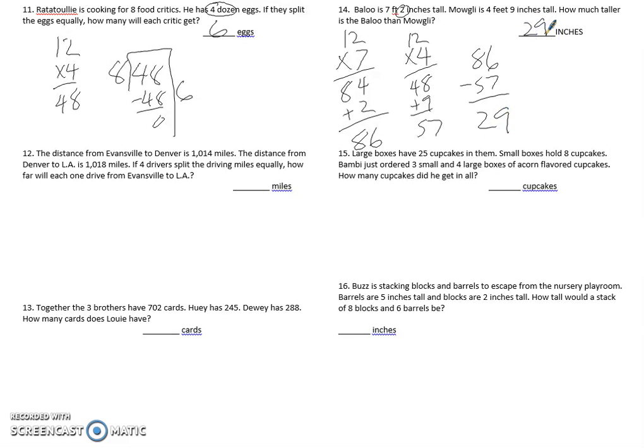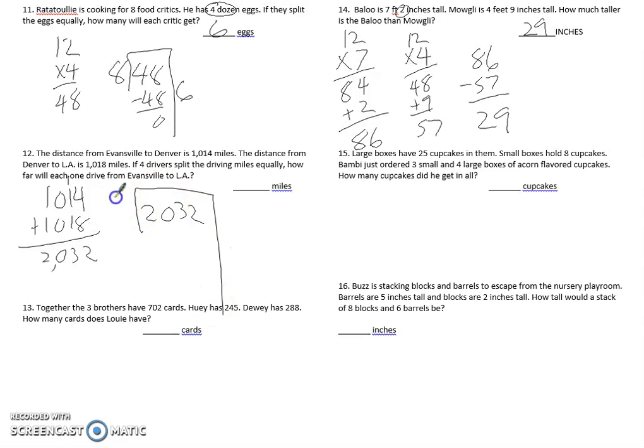Distance from Evansville to Denver is 1,014. Distance from Denver to LA is 1,018. 4 drivers split the driving miles equally. How much will each one drive from Evansville to LA? So we got to find the whole distance. So it's 1,014 plus 1,018, which is going to get me to 2,032. And then we're going to split it up, which means divide by 4.